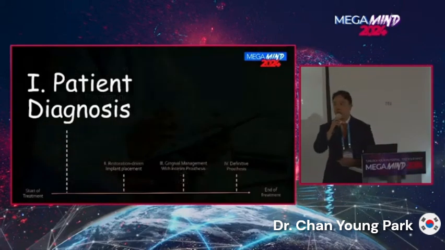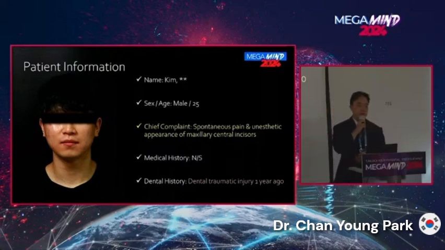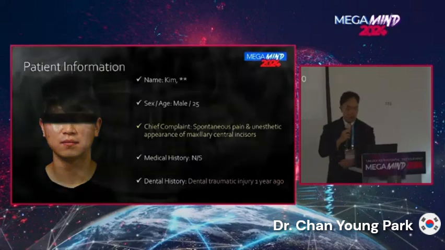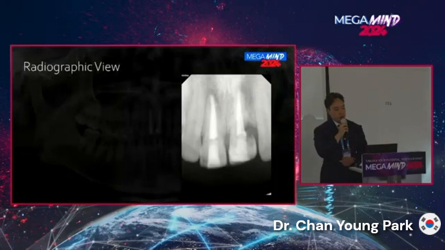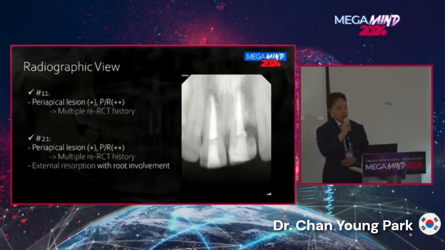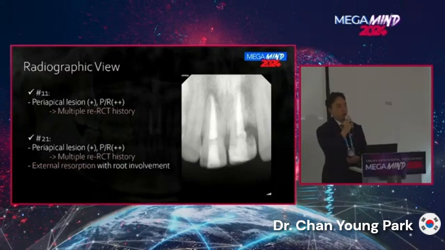Starting with the patient diagnosis, the patient visited our clinic suffering from spontaneous pain and unaesthetic appearance of maxillary central incisors, which suffered from a dental trauma about 1 year ago. This is the radiographic view, and if we take a look a little closer, we can see some periapical lesions on both teeth, even after multiple endodontic treatments were performed, along with ongoing spontaneous pain. And there was some external resorption on tooth number 21 as well.